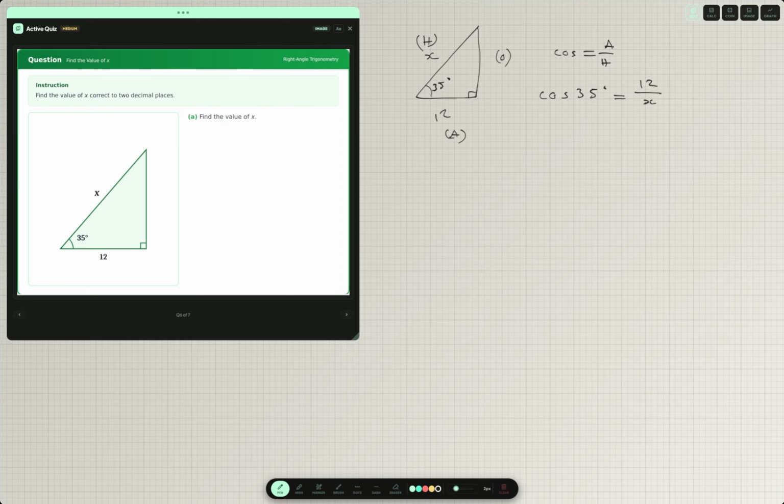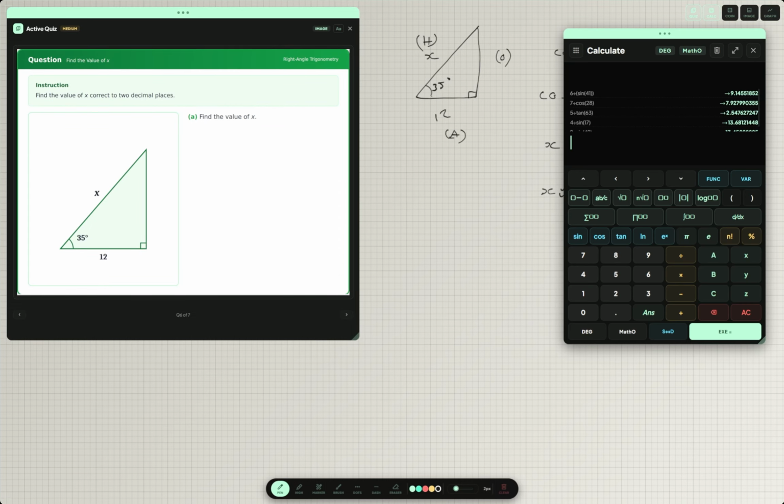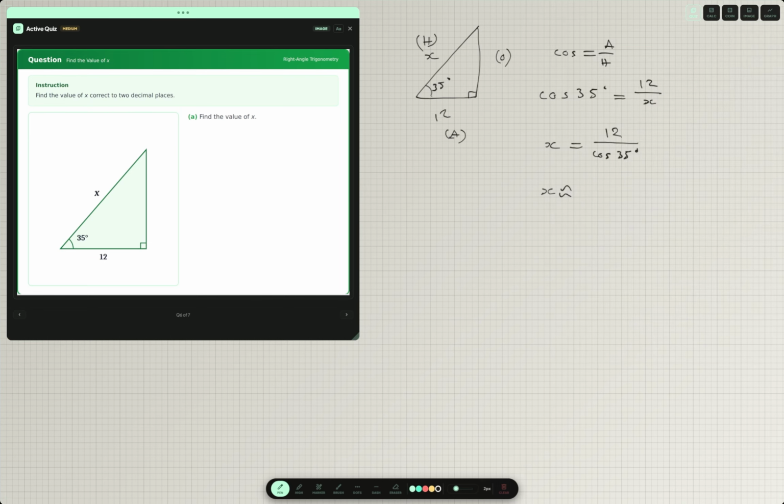which is x. Now, remembering our trick from before, we can now write x is equal to 12, because it stays the same, divided by our trigonometric ratio, cos of 35 degrees. So with that, that means x is going to be approximately equal to, let's put that in our calculator, 12 divided by cos 35, and that's 14.65.